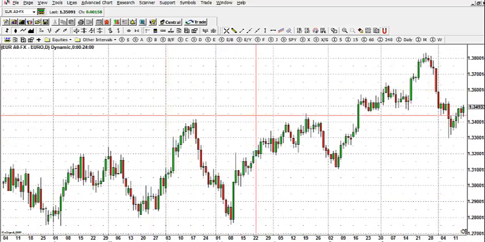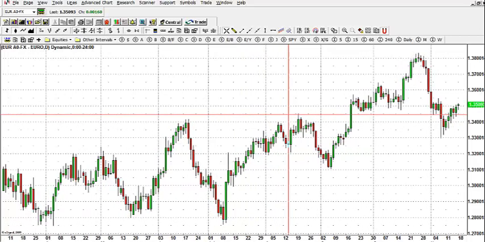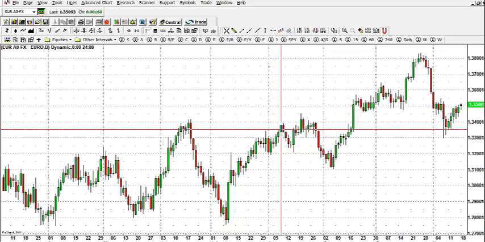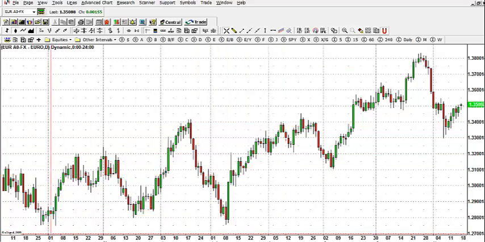Okay, in front of us we have a chart of the Euro US dollar, and we're just going to speak about what happened last week and where the currency pair is headed in the days and the weeks to come.